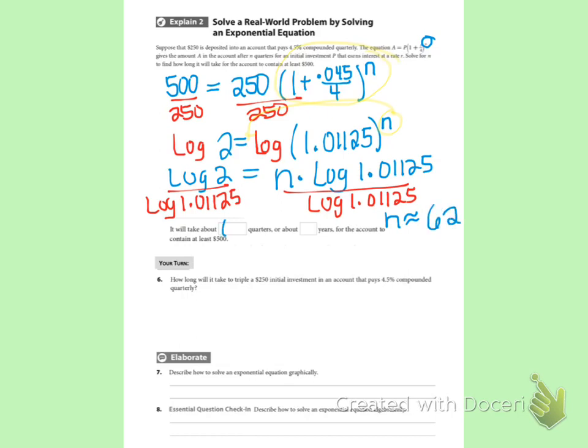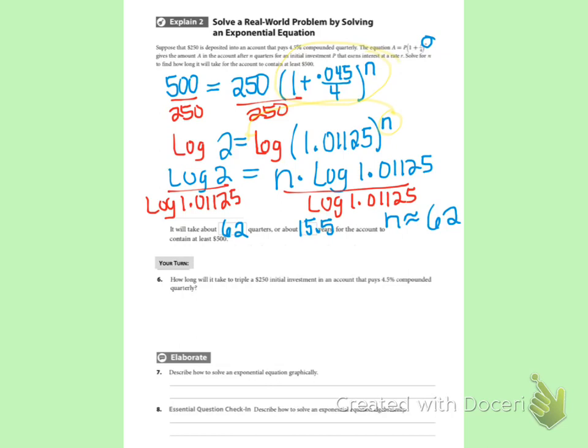So we'll take about 62 quarters, which is about, if I divide that by 4, that means about 15.5 years. So about 15 and a half years for the account to get to 500. And we could check that. We could go back and put it back in.